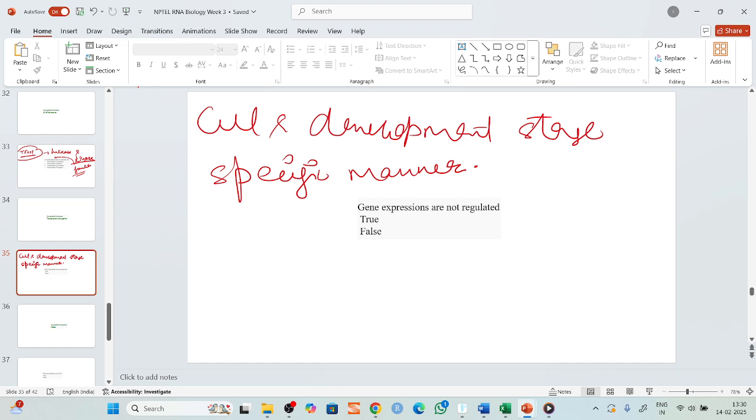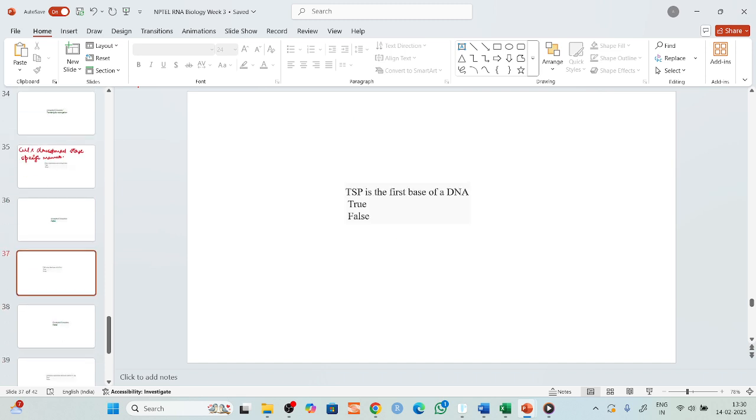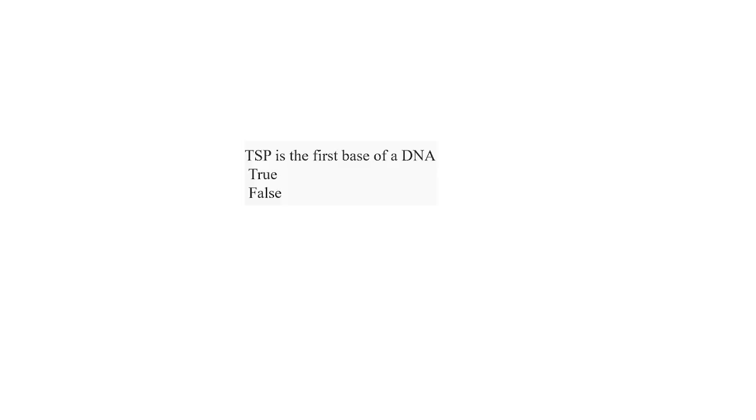So the expression of gene is regulated, yes. And on the molecular level, how is the expression of genes regulated? With the help of certain regions or factors, for example enhancers, promoters, silencers. These help in the regulation of the expression of genes, and then there are some others like methylation, acetylation, many things are there, but at the core the expression of gene is regulated. Then the next question is, TSP is the first base of DNA, true or false?